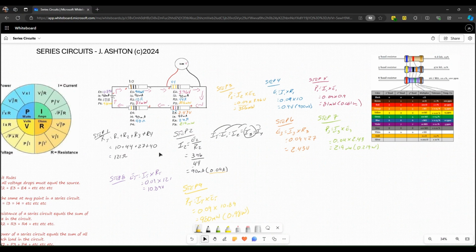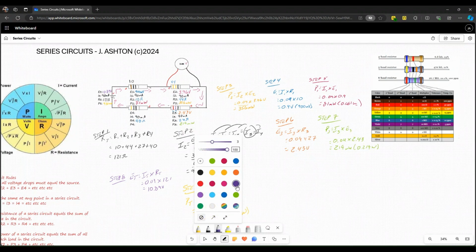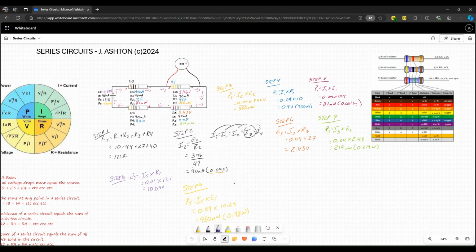I'm actually going to do it for P4. Let's do that formula. It's sometimes good just to change it up so you're not stuck in your head with the same old formulas. It's good to use different formulas just for practicing. So step 10, let's find P4 by using I squared R. So I squared times resistor, right? So that's going to be 0.09 squared times 121.